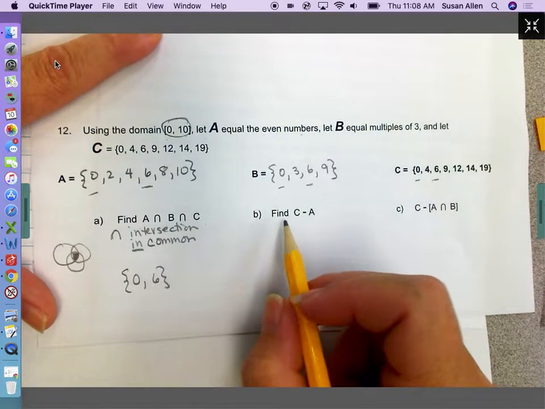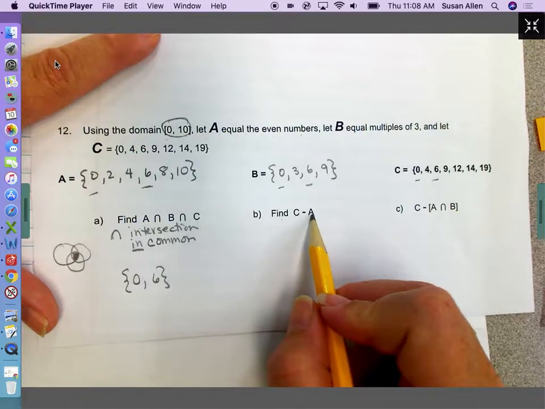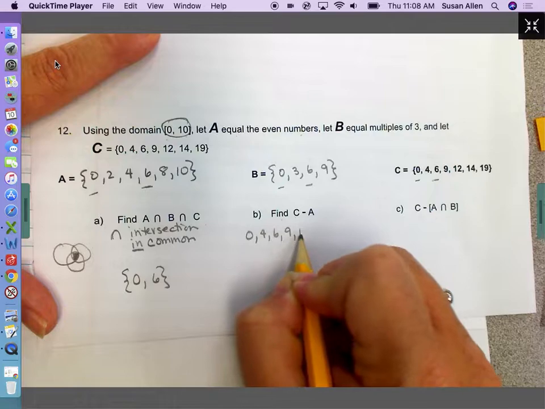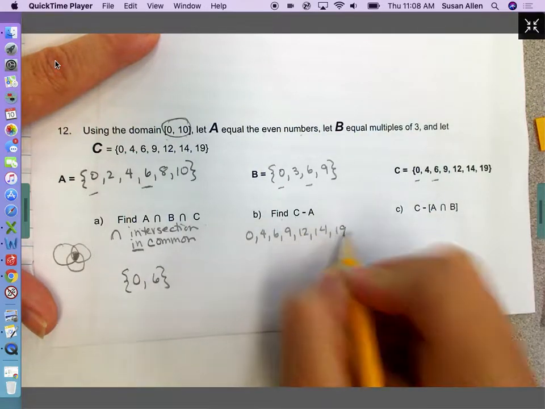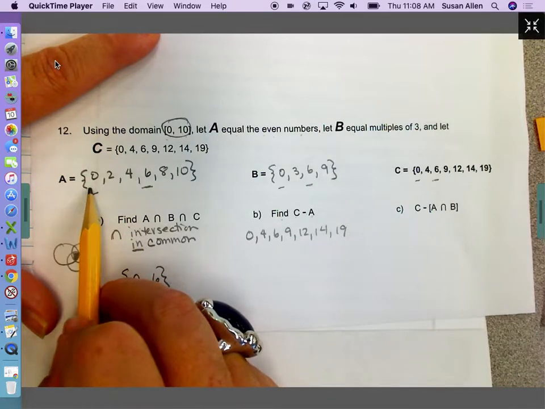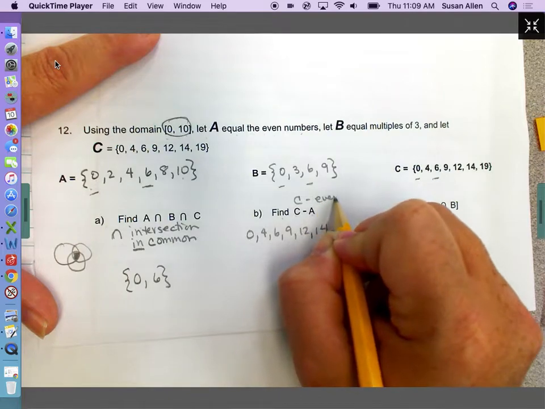Next, you're asked to find what's left when you take the elements in C and subtract out the elements in A. My recommendation would be to write out the elements in set C and then subtract out the elements in A, which are even numbers up to 10. So we're taking C and we're subtracting even numbers up to 10.